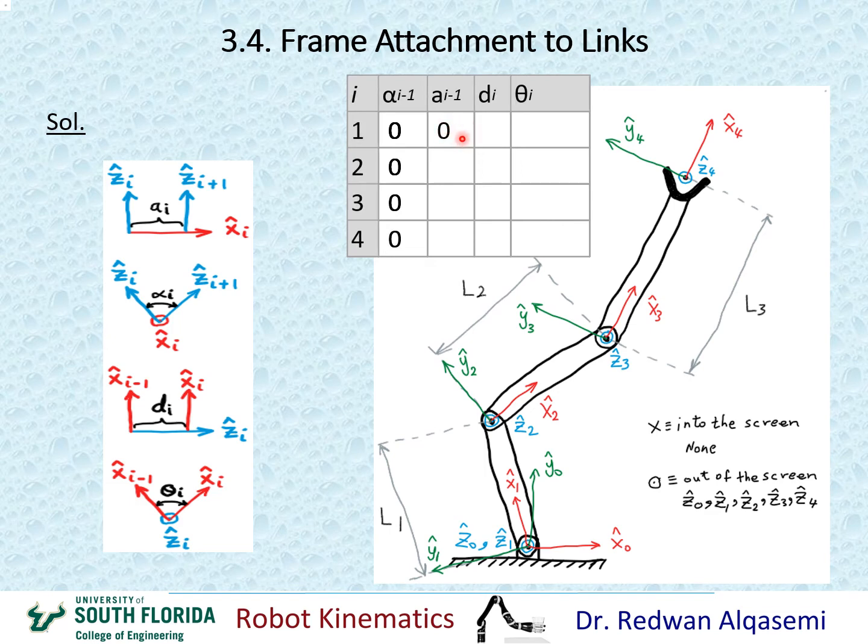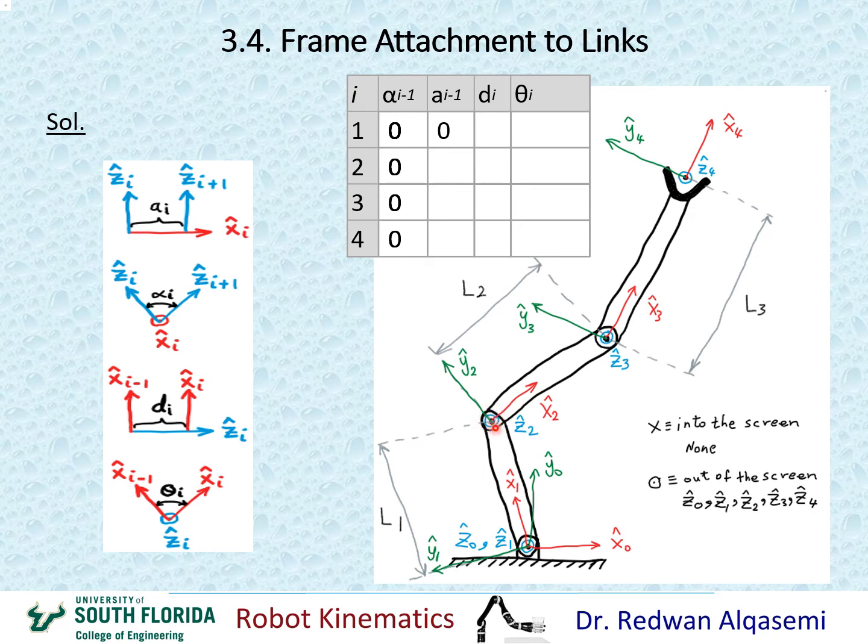Okay. Now when i equals 2, that means I'm looking at A i minus 1, that's A1. So I look here again, for A1, I should be looking at Z1 and Z2 about X1. Z1 is right here coming out of the screen.